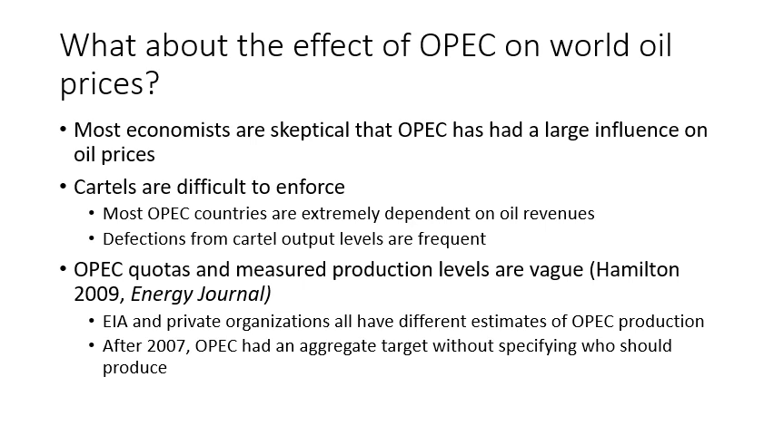OPEC quotas and measured production levels are vague, so this is saying that it's hard to know what OPEC countries are actually producing. They set their quotas, but it's hard to go and measure what's coming out of every country. The EIA, the Energy Information Administration, a U.S. government agency, and private organizations all have different estimates of OPEC production. So nobody really knows what these countries are producing. You can only see what effect it has on the market by looking at oil prices.